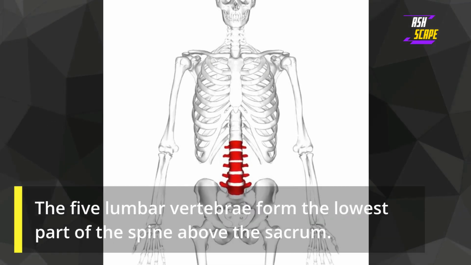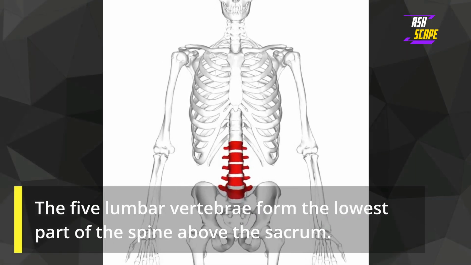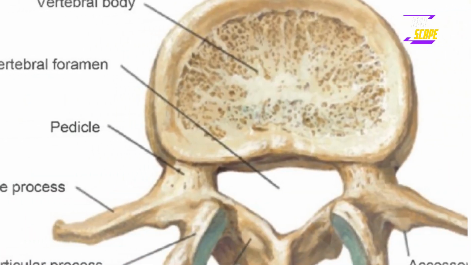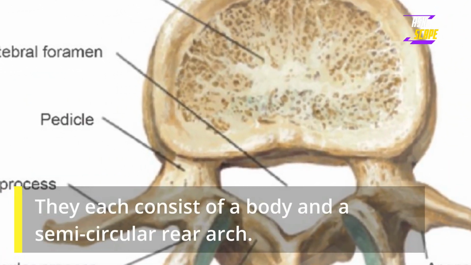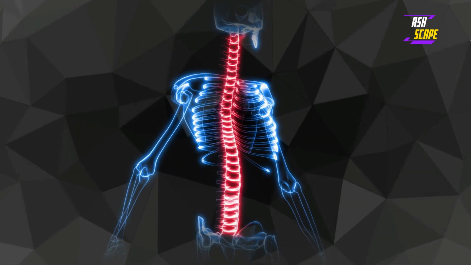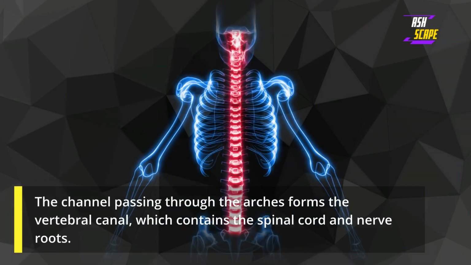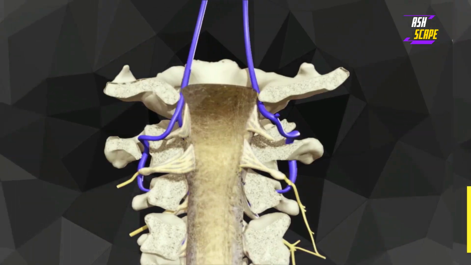The 5 lumbar vertebrae form the lowest part of the spine above the sacrum. Sacrum is the bone at the base of the spine. They each consist of a body and a semicircular rear arch. The channel passing through the arches forms the vertebral canal, which contains the spinal cord and nerve roots.